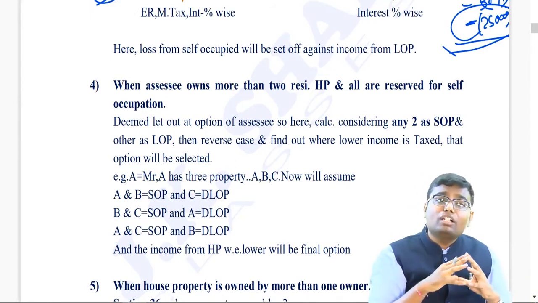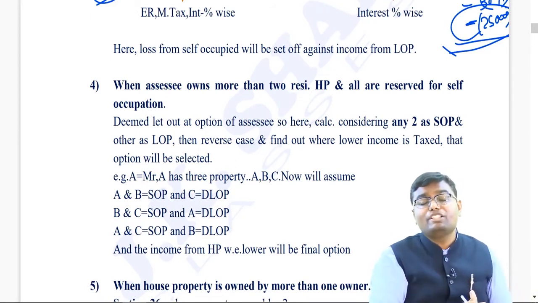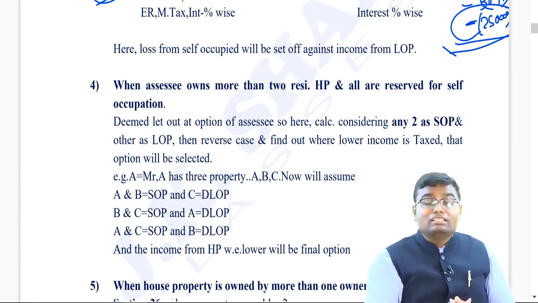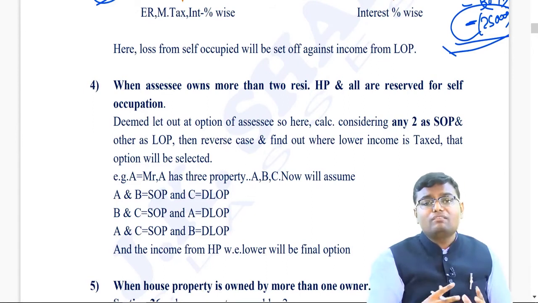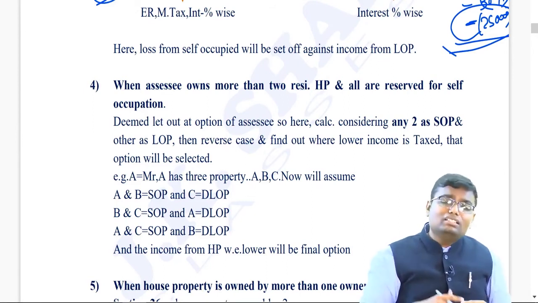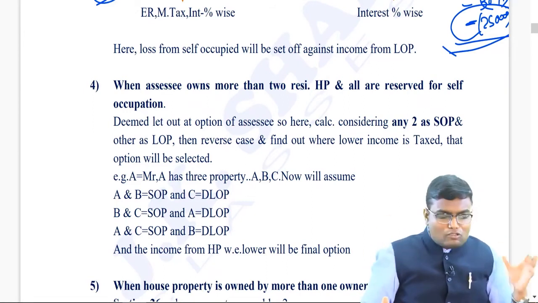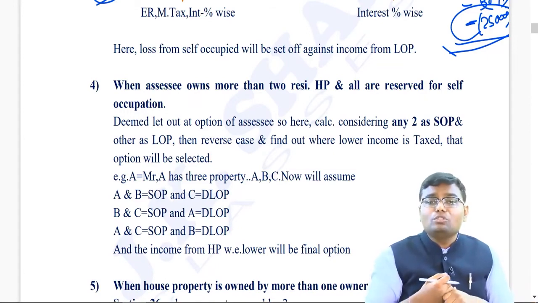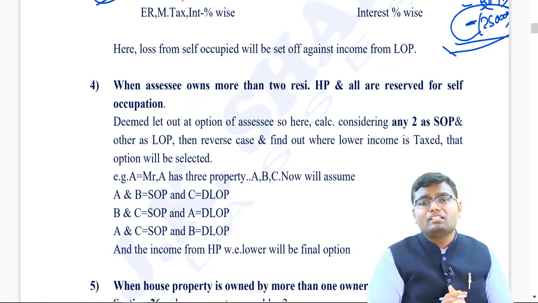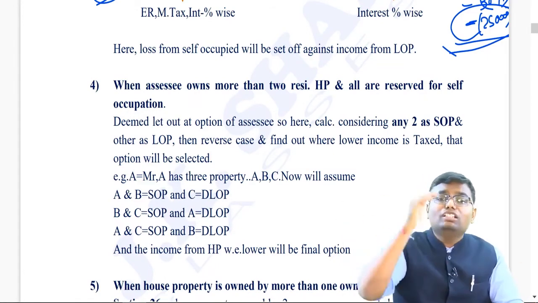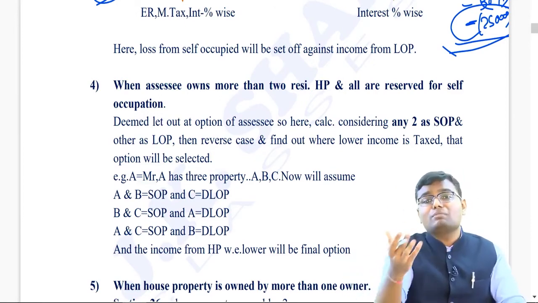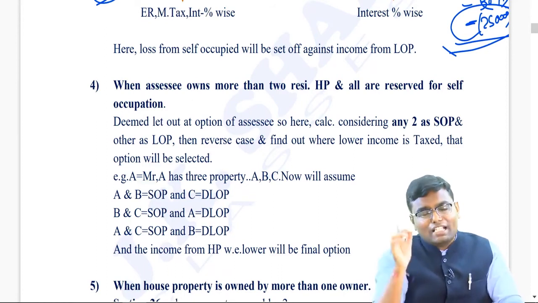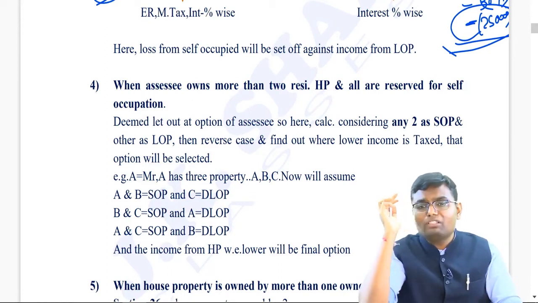Then I will see what is my total income from house property. Then I will assume property B and C SOP, property A deemed LOP. Then what is the total income from house property? Then the third option, property A and C SOP, property B deemed LOP. Then according to the data, what is the income from house property? See in which option you are getting the lowest income or the maximum loss. That is most beneficial for you for income tax. That option you will select, and that property will be called deemed LOP.